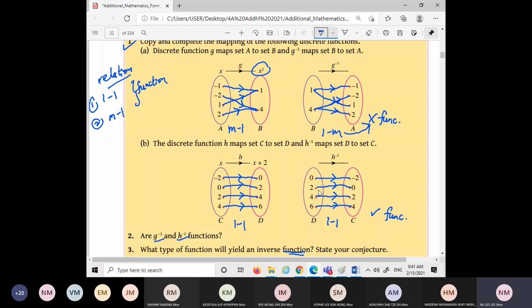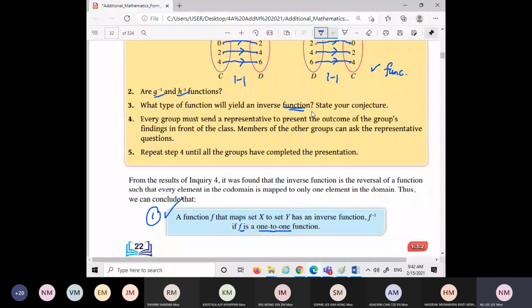So from here it proves the first property. A function f has an inverse function if f is a 1 to 1 function. If f is not a 1 to 1 function, it will not have an inverse function. So this is for the first property. I hope I'm clear.